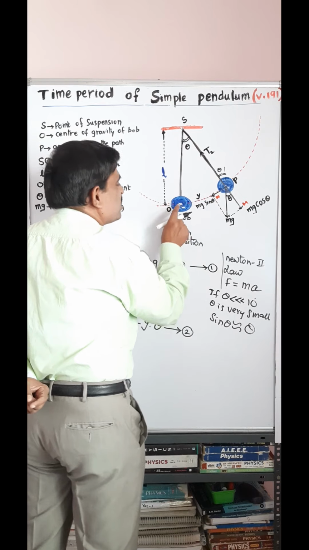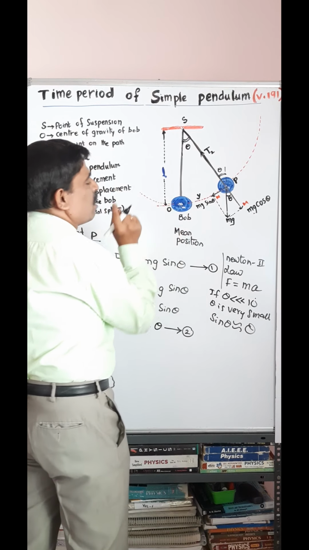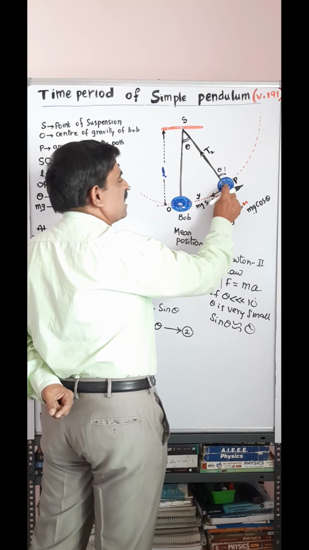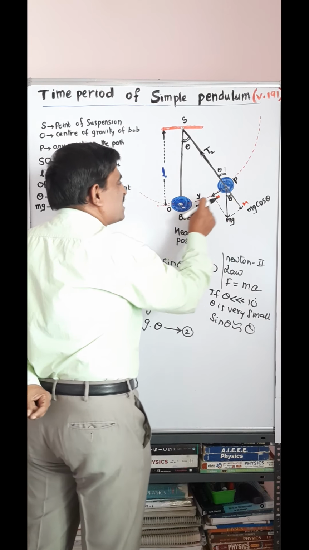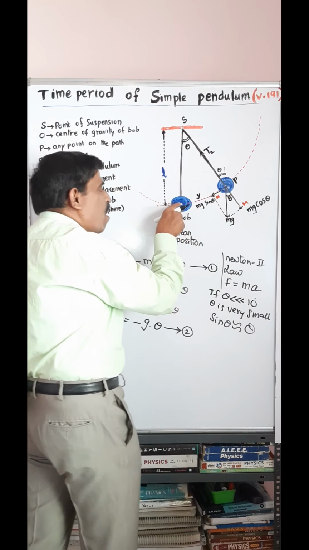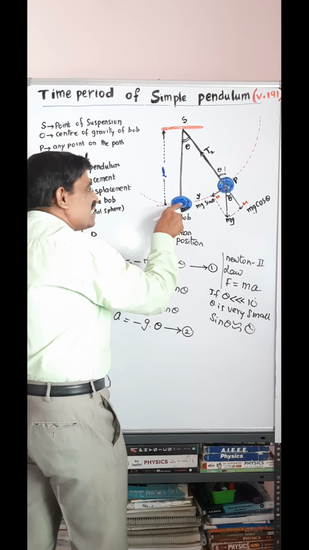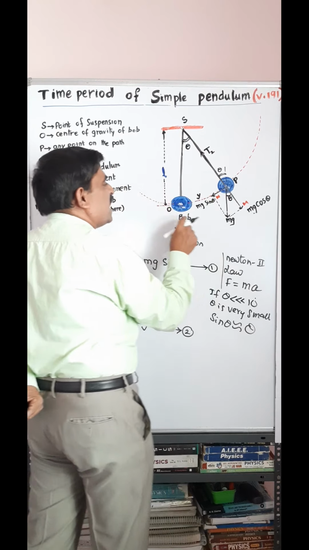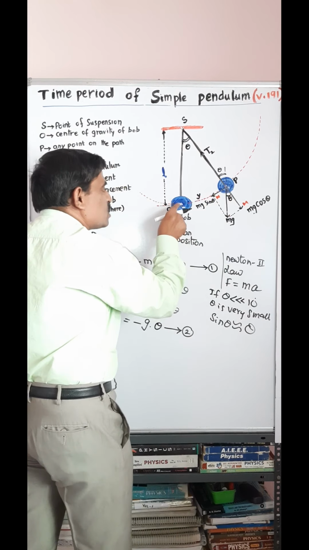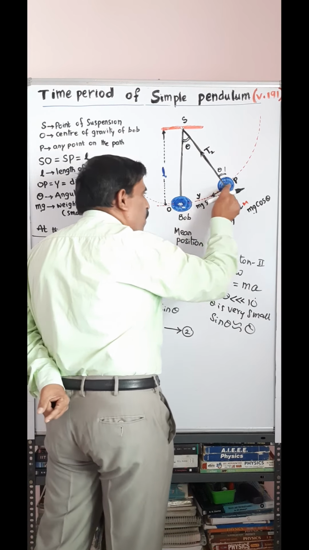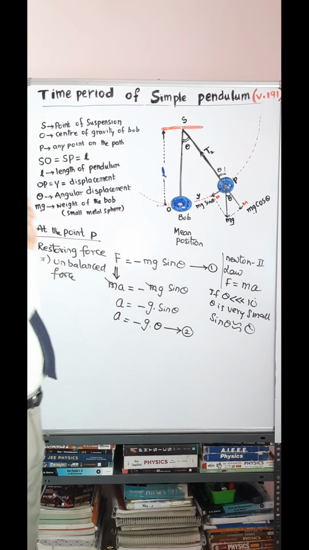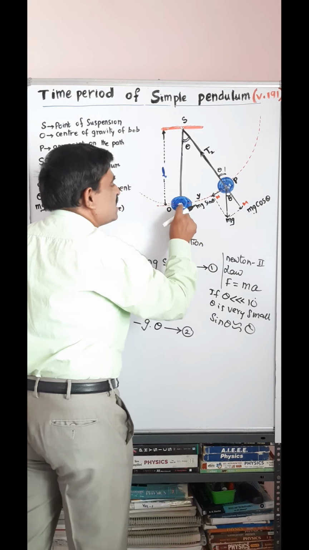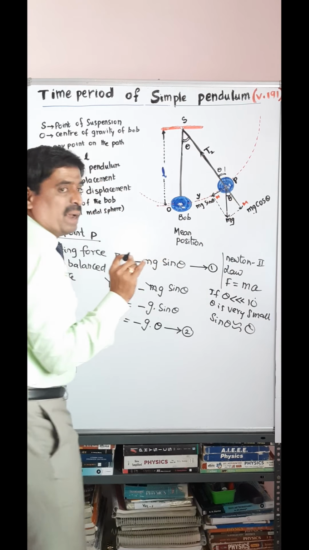Initially the bob of the simple pendulum is at O. Now after some time the bob is at P. It has traveled some small distance. It is the small displacement OP. This small displacement OP I am taking as Y. Y is equal to OP. This is a small displacement.